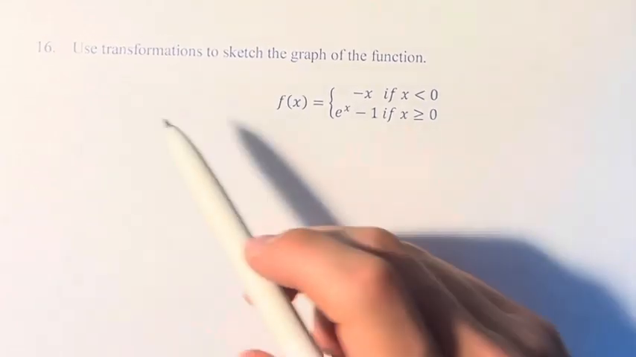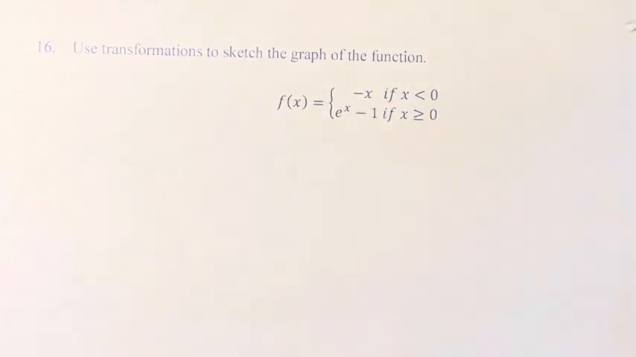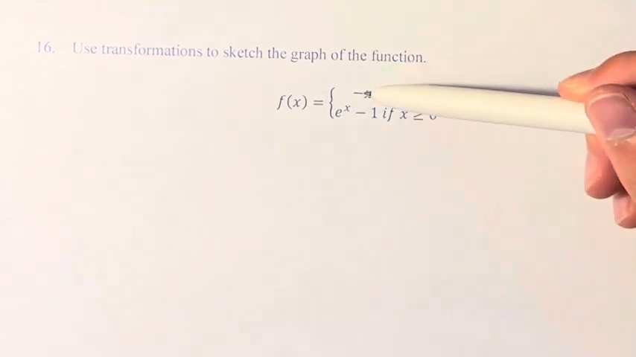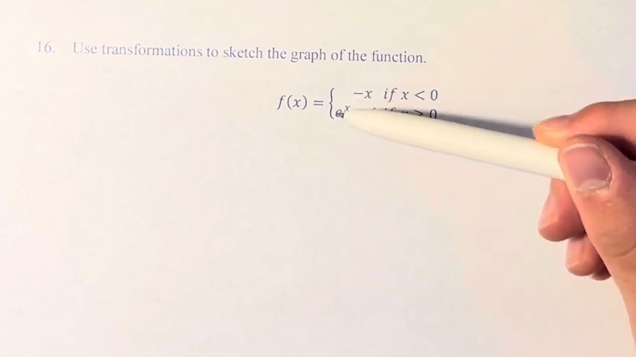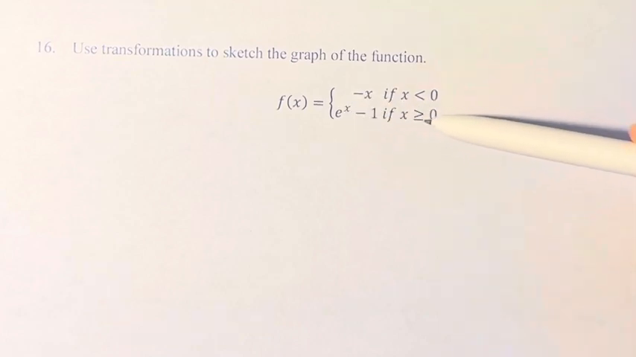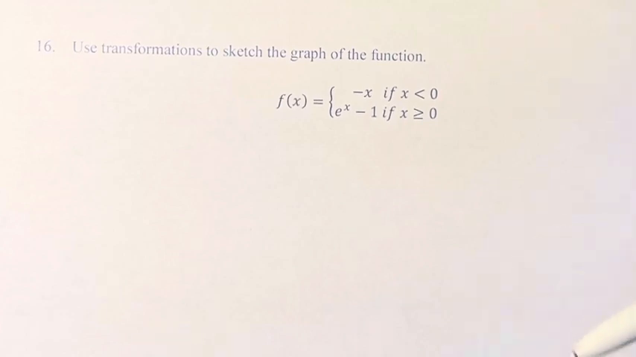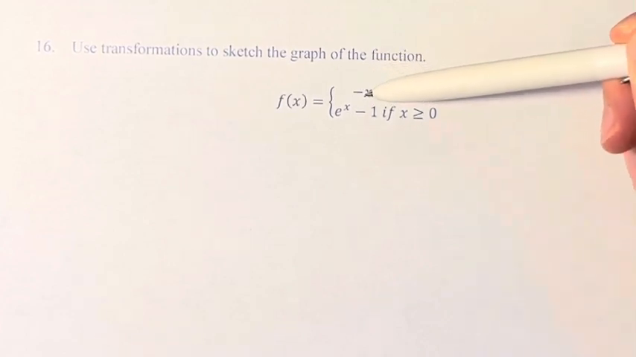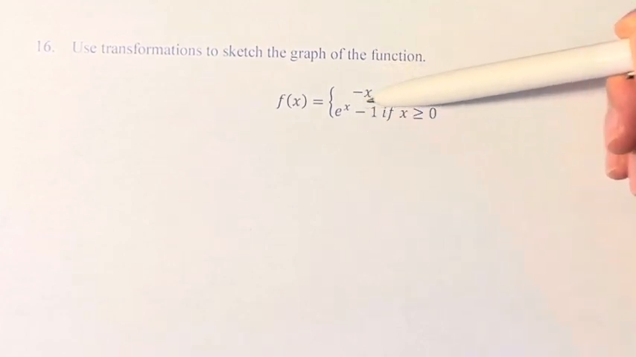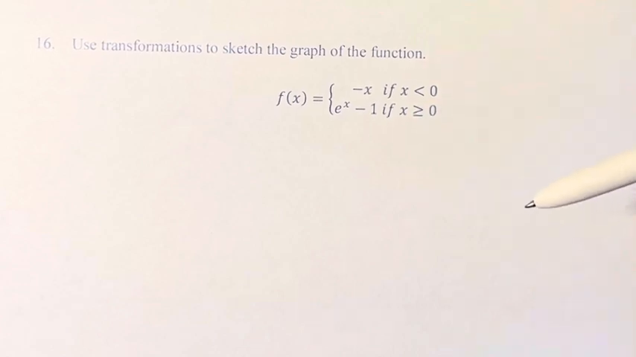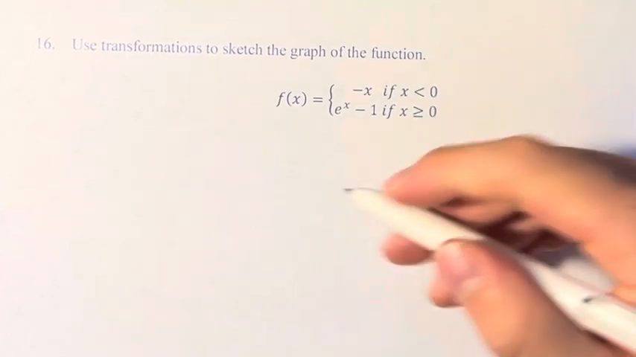In this problem, we're asked to use transformations to sketch the graph of the function f of x is equal to negative x if x is less than 0, and e to the x minus 1 if x is greater than or equal to 0. So what I'm going to do is we're going to graph both of these functions in full and then restrict them to their respective domains.